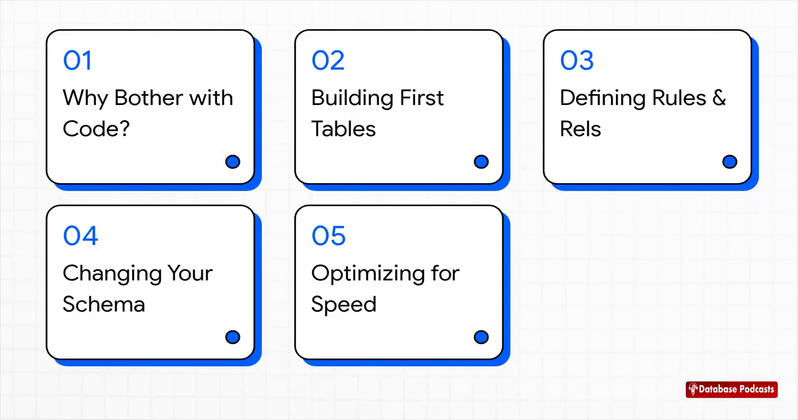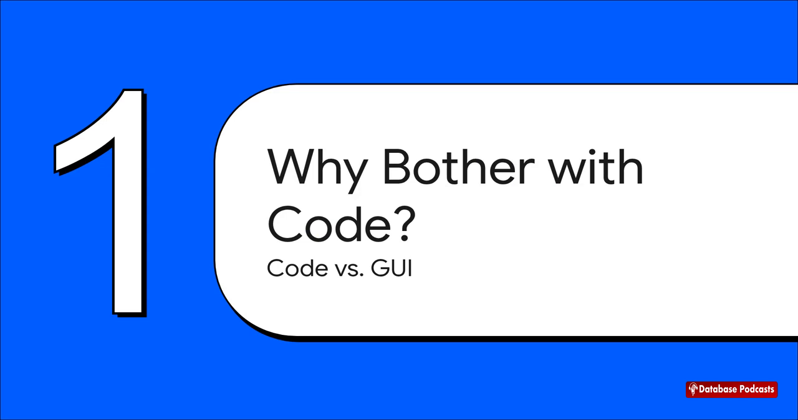Here's the game plan. First up, we're going to tackle the big one. In a world full of point-and-click tools, why on earth would you bother with code? Then, we'll get our hands dirty and start building some tables. After that, we'll get to the really powerful stuff, setting up rules and relationships. We'll also cover what to do when things inevitably change, and wrap it all up with a look at how to make your database run lightning fast. All right, let's jump right into that first big question.